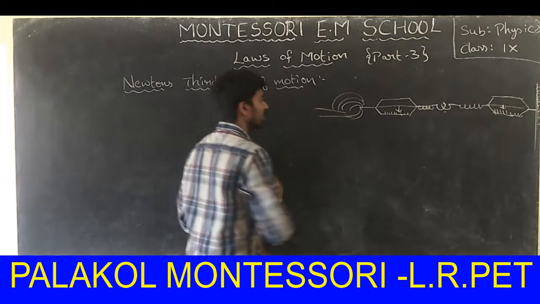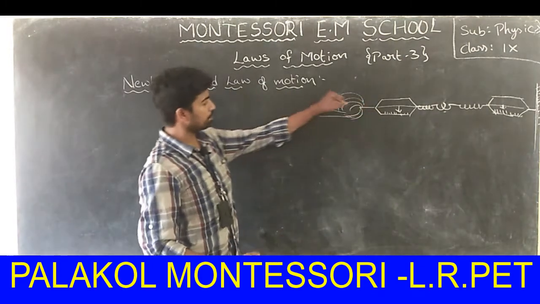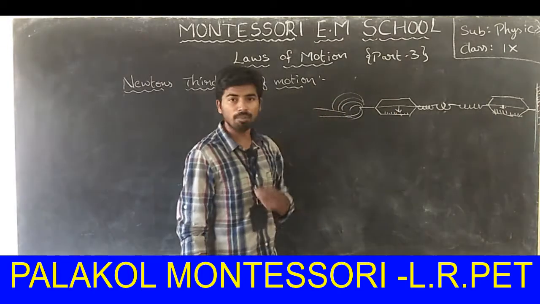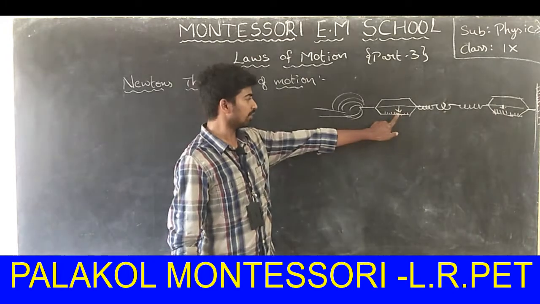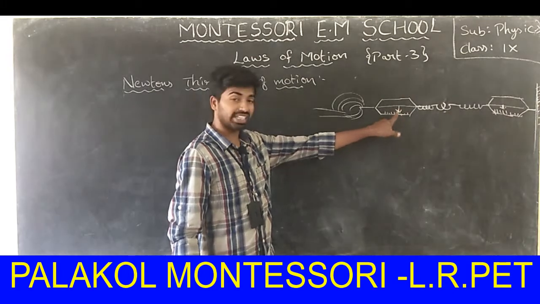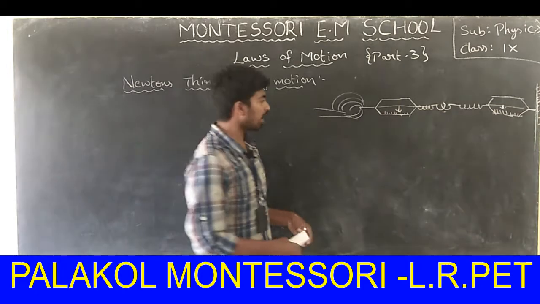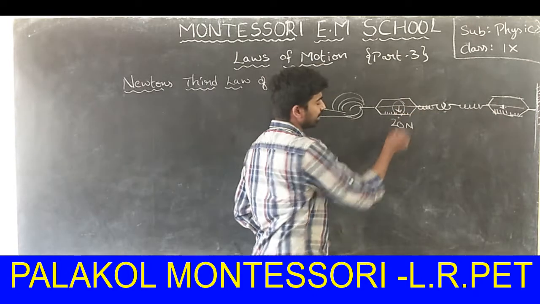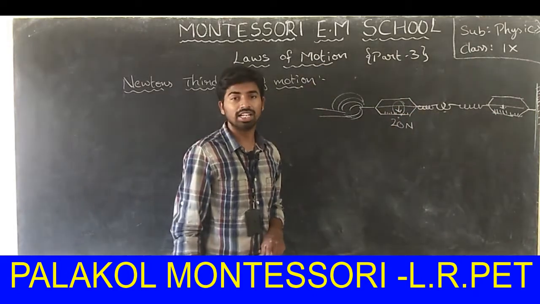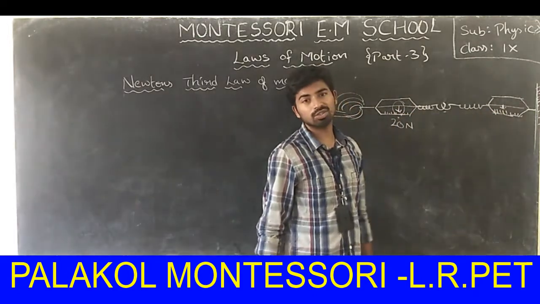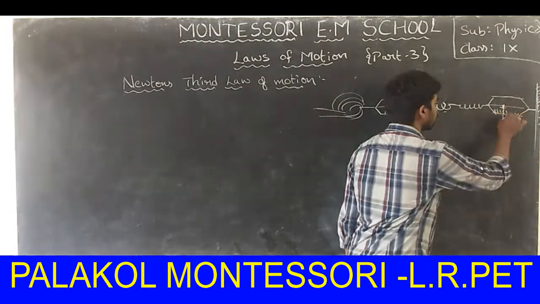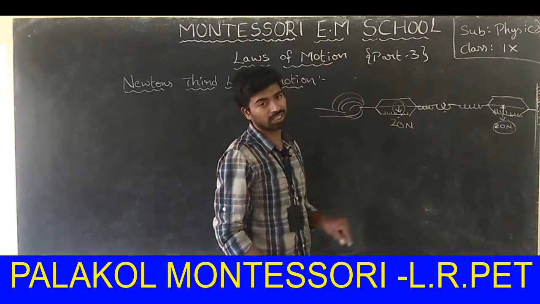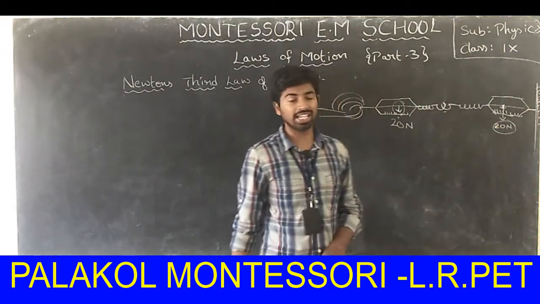Let us say this is your hand. You are applying a force and pulling the spring. The applied force will be denoted here. How much force you have applied, you can get that value from here. So you have applied 20 newtons of force and this pointer is denoting 20 newtons, but this other spring also denotes 20 newtons of force.